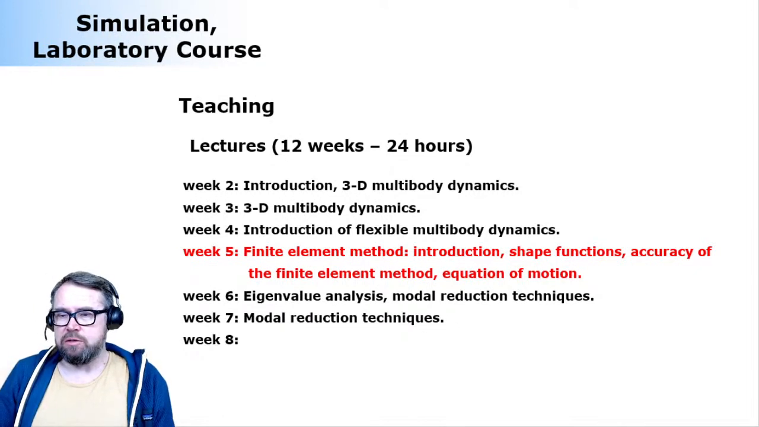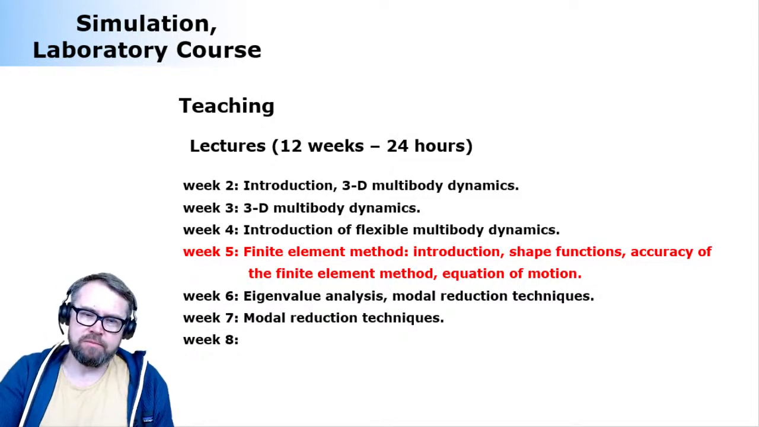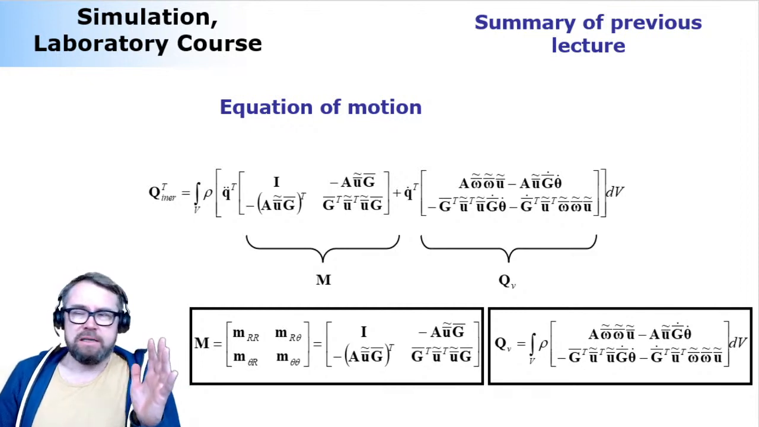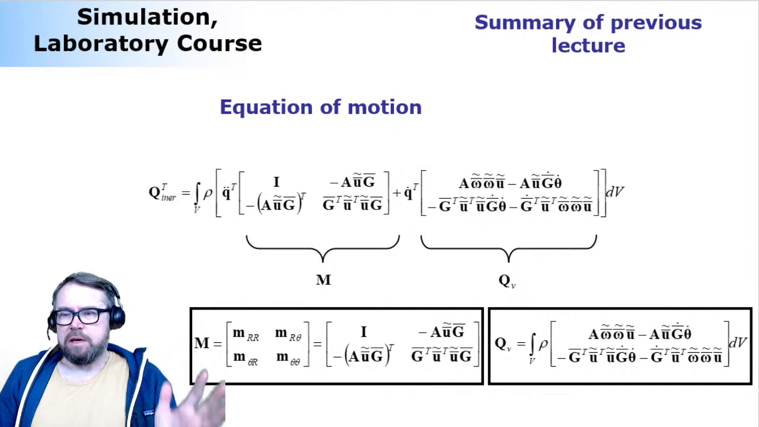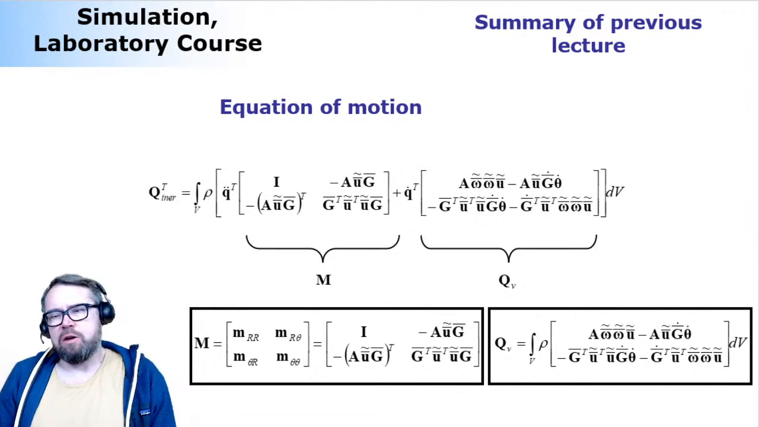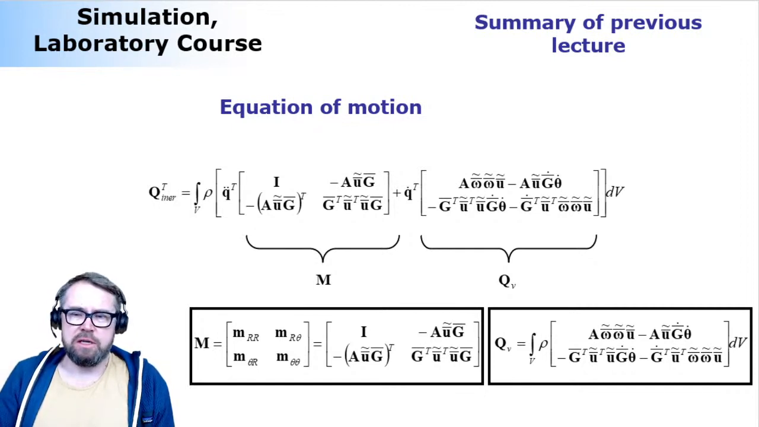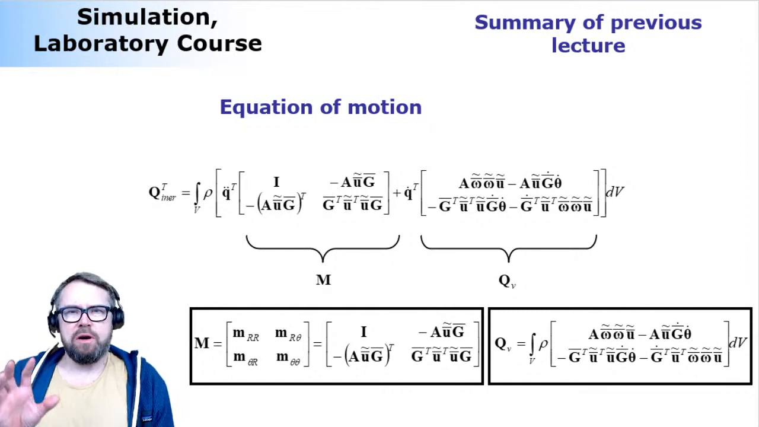Before jumping into the details of the finite element method, let's shortly summarize what we discussed a week ago. A week ago, we discussed three-dimensional multi-body system dynamics. It may sound like stuff that is not closely related to us, but in computation it is super important. You want to use a certain set of generalized coordinates to describe your body orientation. Typically, your selection is based on four parameters. Euler parameters are a very common choice, but it could be something else too, also based on four parameters.